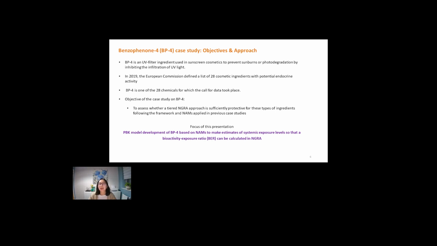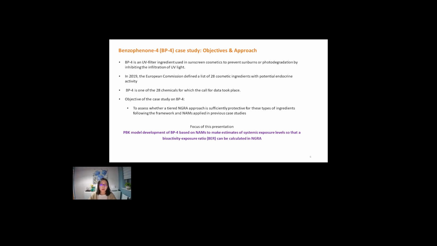And about this case study on benzophenone 4 or BP4, BP4 is a UV filter ingredient used in sunscreen products to prevent sunburns or photodegradation. In 2019, the European Commission defined a list of 28 cosmetic ingredients with potential endocrine activity. And BP4 is one of those chemicals for which the call for data took place.